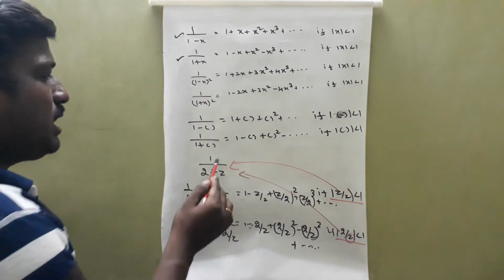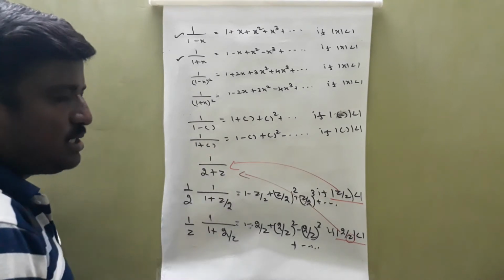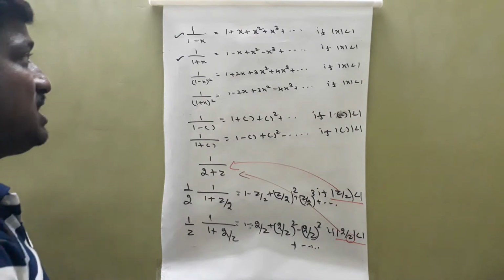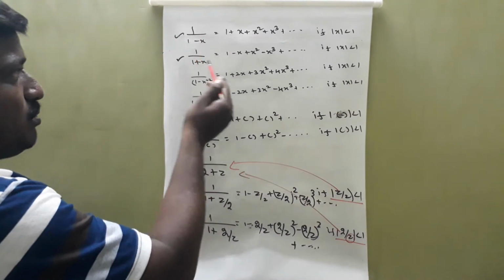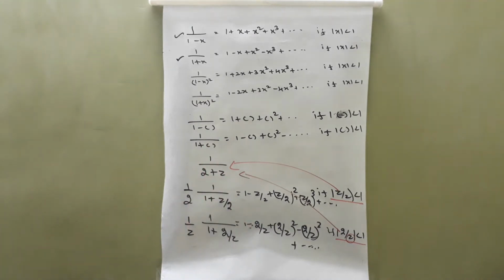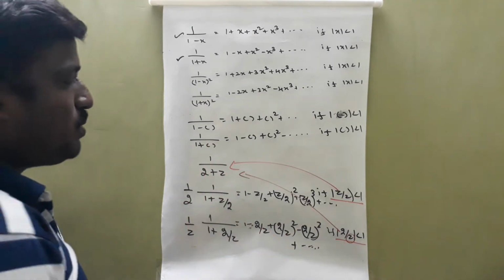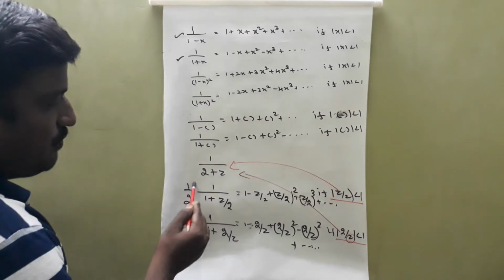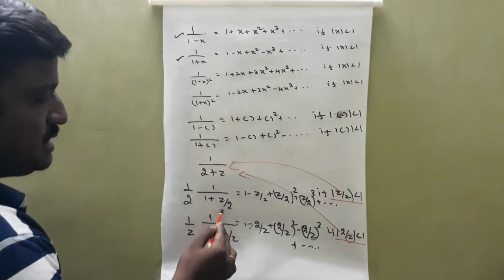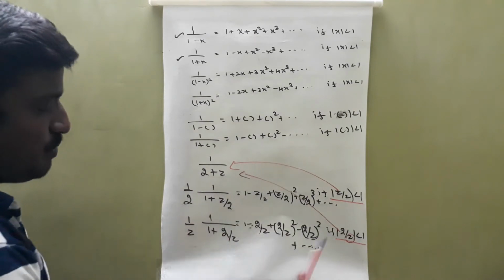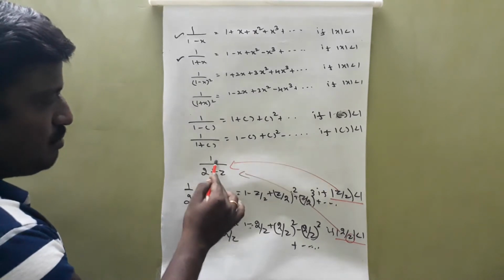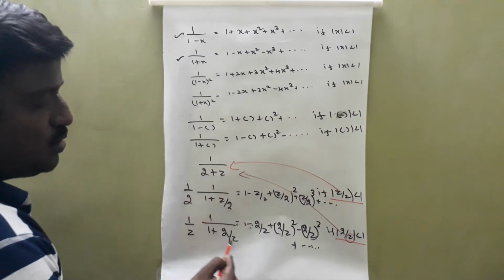Okay, now I can consider the function 1 by 2 plus z. I have to use one of the above formulas. For that, I need the structure either 1 by 1 minus something or 1 by 1 plus something. For that, there are two possibilities. One is I can take 2 outside. If I take 2 outside, it becomes 1 by 2 into 1 divided by 1 plus z by 2. The other possibility is, if I take z outside, I get 1 by z outside, and the remaining is 1 by 1 plus 2 by z.